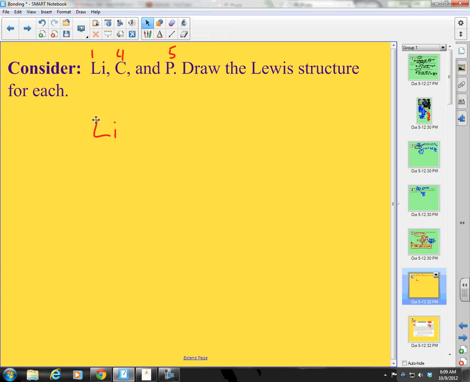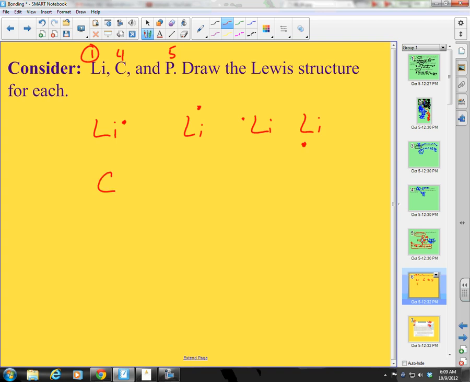So here's lithium. How many valence electrons? 1. That means I need to put 1 dot. Perfect. Now, can I put the dot anywhere? Just about. Is this still okay? Yes. Is this okay? Yes. Is this okay? Yes. As long as I have lithium and 1 dot, they're all okay.